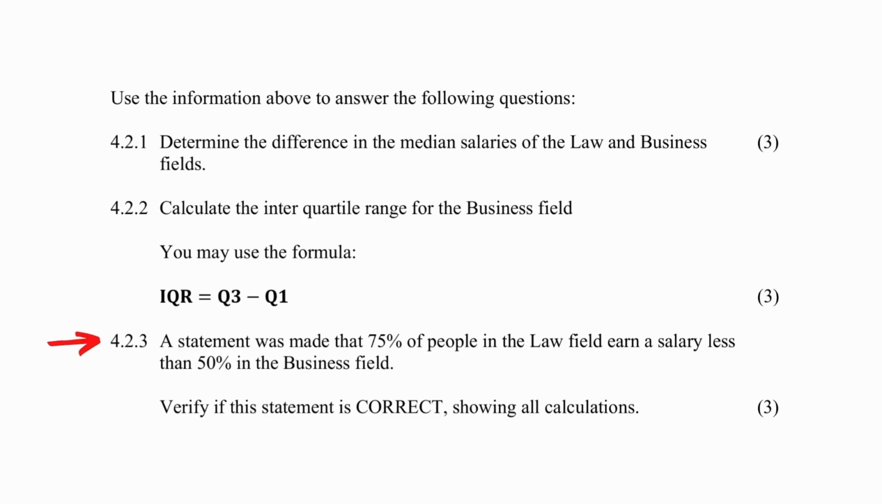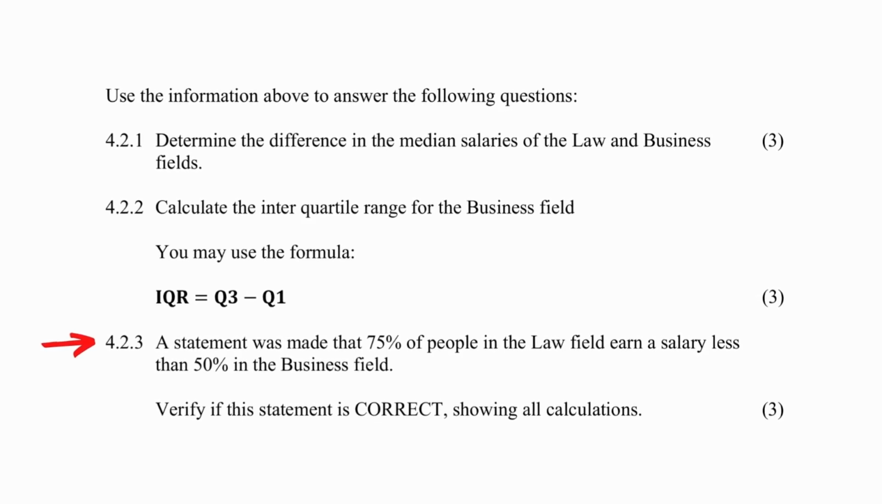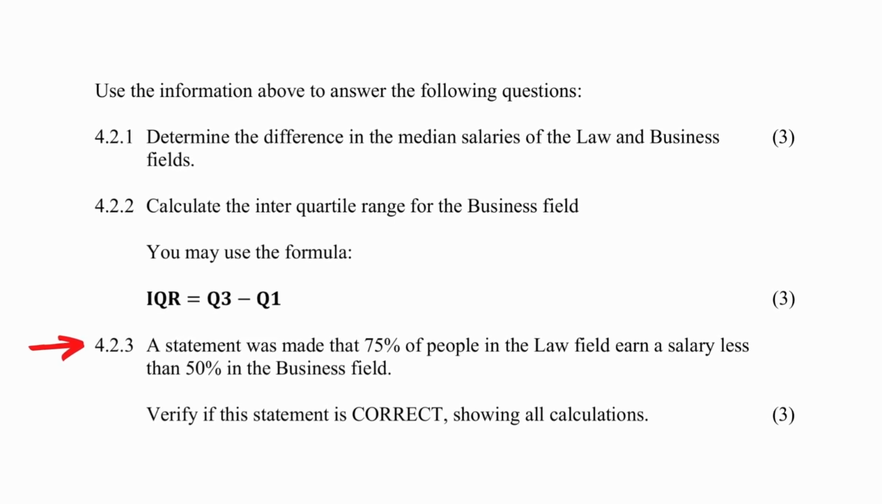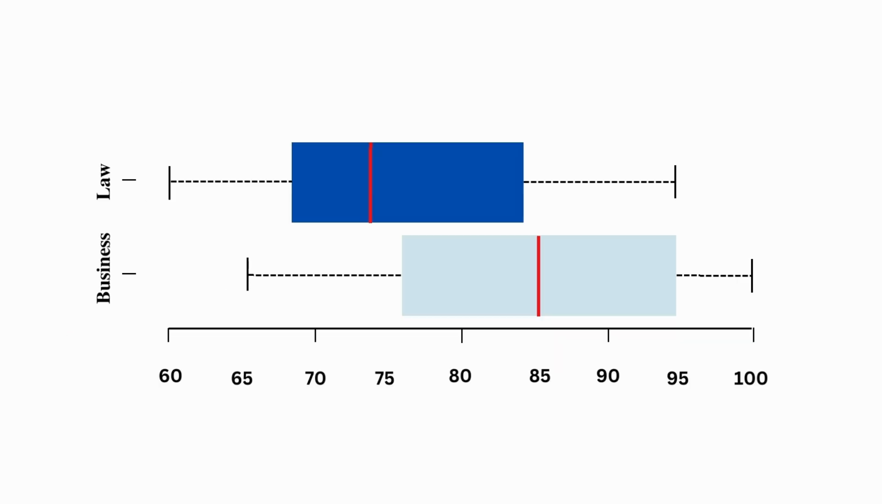In question 4.2.3, a statement was made that 75% of people in the law field earn a salary less than 50% of people in the business field. You will have to verify, showing all calculations, if this statement is correct. From the box and whisker plot for law, the 75th percentile corresponds with the line on the right side of the box. The 75th percentile is also known as quartile 3. The estimated salary for the 75th percentile of law is 84,000 Rand.